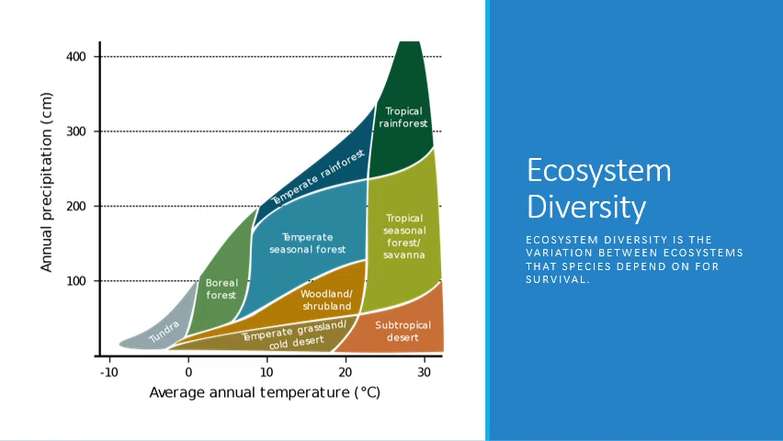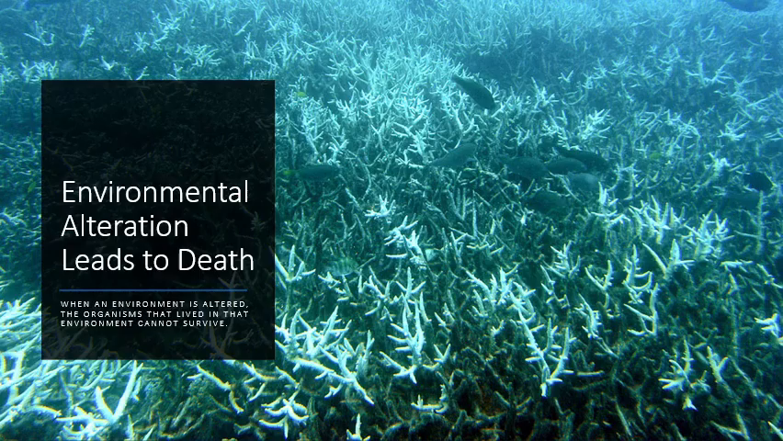Now, many species depend on the difference between ecosystems for survival. Most species don't live just in the tundra or just in the grasslands. They live on the edge, between two biomes, between two ecosystems.